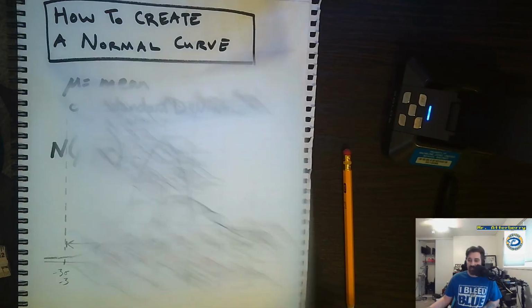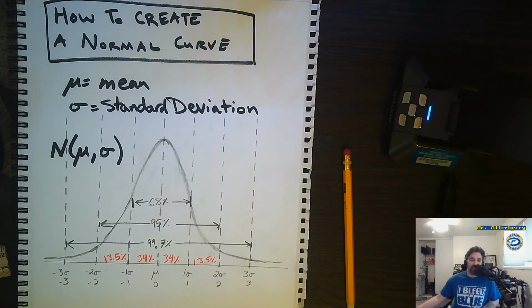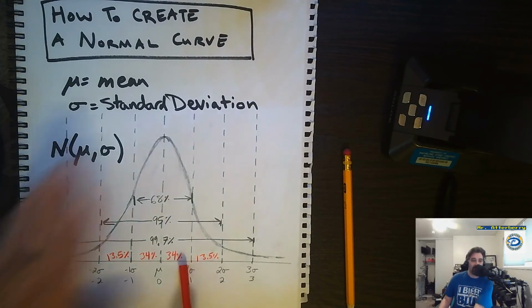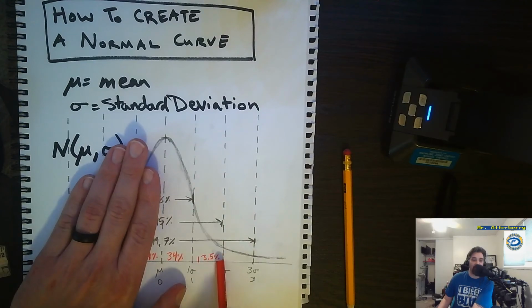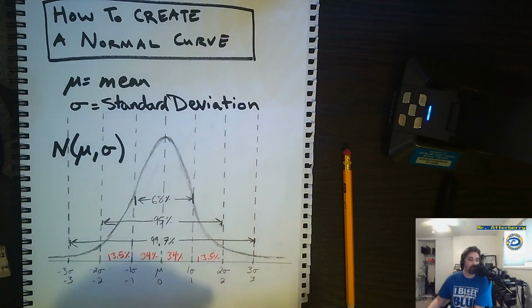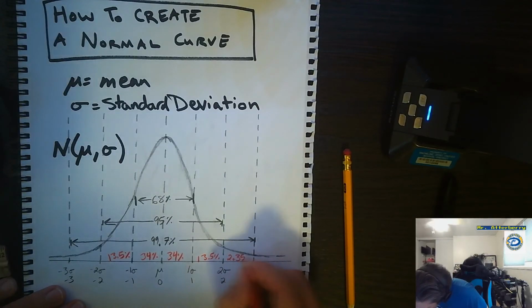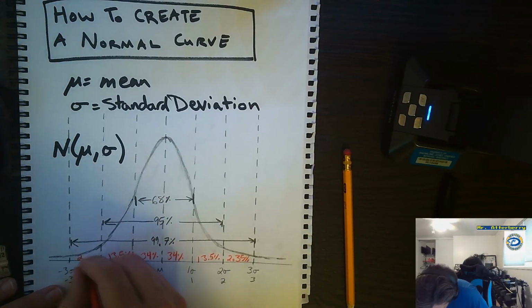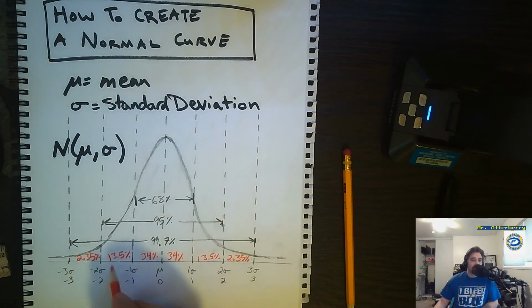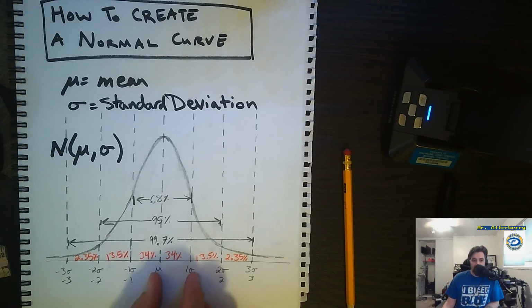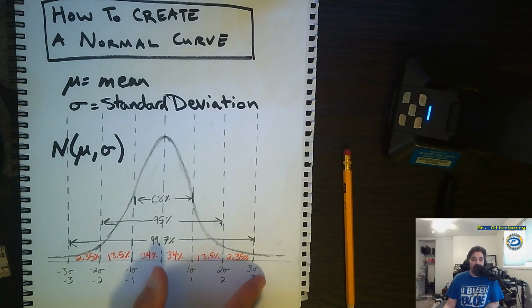So 2.35. If I do the math, I took 99.7, cut it in half, took away 34, took away 13.5. 2.35 is what's left over. That's those little sections right there. So if it asks you how much data is right here, that's 34%. If they ask you how much data is between this and this, you would add up all those individual numbers.